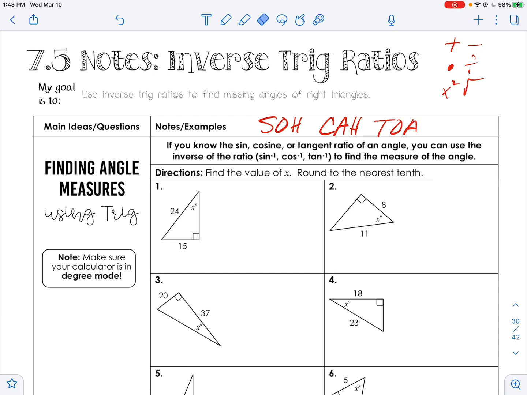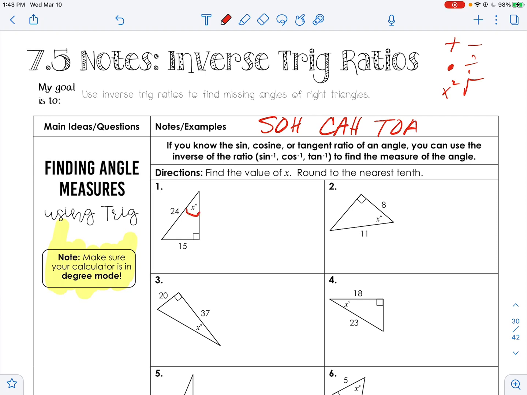So if you know all of the sides but not the angle, you can do the arc or the inverse sine, cosine, or tangent in order to find it. So let's look and see. Don't forget, make sure your calculator is in degree mode. If you're in radians, you will not have the right answer.